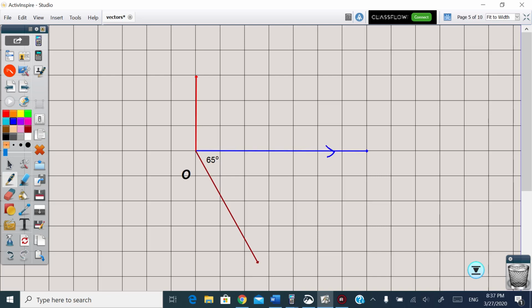Now I can use this to represent a force, for example, 7 newtons to the right. Or I can consider it to be a displacement, 7 meters due east. It doesn't matter, as long as I identify the scale by the length of the arrow and the direction. So this is a vector. Another vector is the red one, and it could be 3 meters due north.